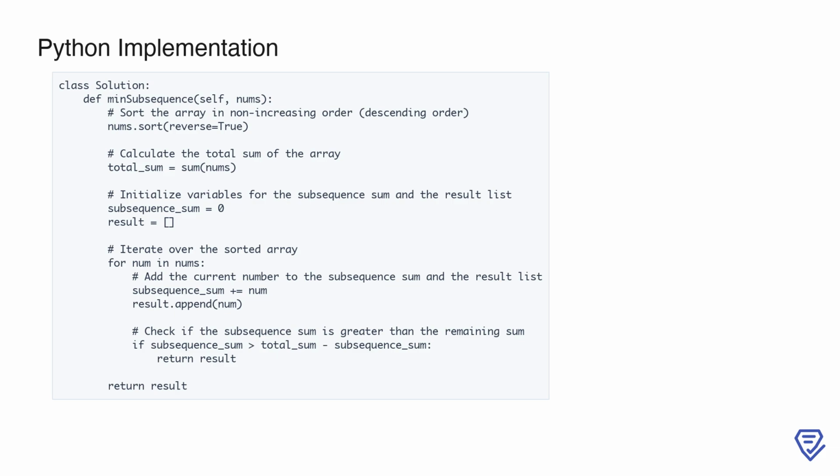Key notes. Sorting the array in descending order ensures we pick the largest numbers first to minimize the subsequence size. The condition subsequence_sum > total_sum - subsequence_sum guarantees that the subsequence sum is strictly greater than the remaining sum. This approach is efficient with a time complexity of O(n log n), dominated by the sorting step. The subsequent iteration over the array is O(n), making the solution optimal for this problem.